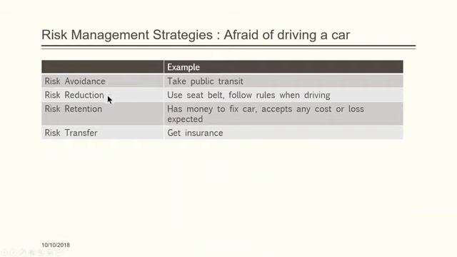Risk reduction means you are careful, you use your seatbelt, you follow the rules. That is a type of risk reduction strategy. Risk retention means that you agree, yes, I can get in an accident, I have the money to fix the car. It's illegal, you have to have insurance. But let's suppose a person does not take insurance and they say, I will cover any cost, whatever happens, I'll see what happens. That's a risk retention strategy, which of course is not a good idea. But anyways, risk transfer basically transfers the risk to the other party.